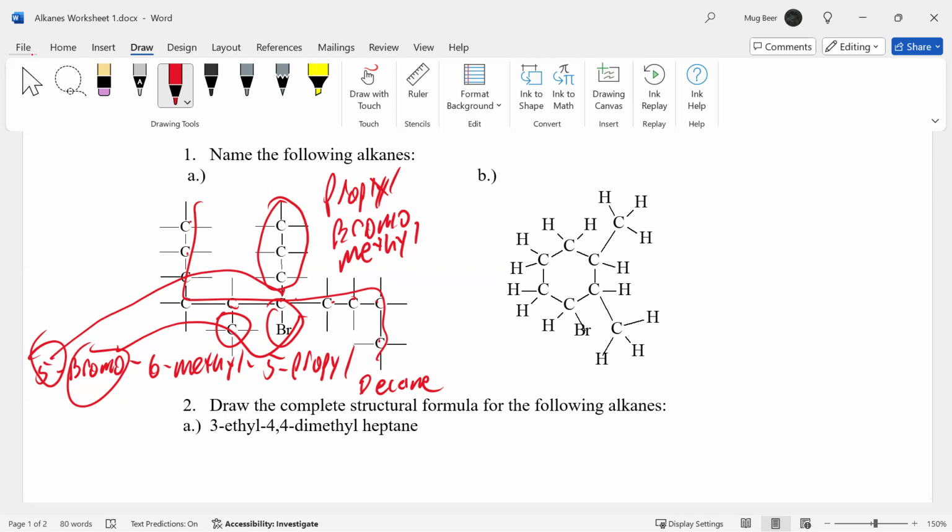Okay, wait, I think it's B now. So what is the structure? It's a cyclohexane, not a benzene, no double bonds. Carbons have multiple H's on them, so it can't be a benzene. So it's a cyclohexane.